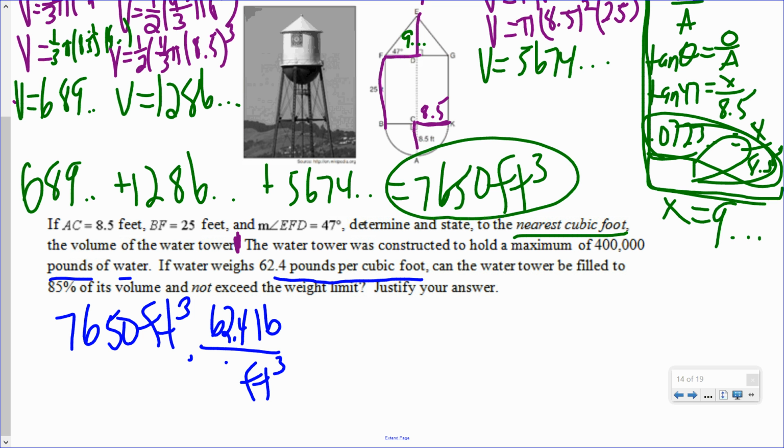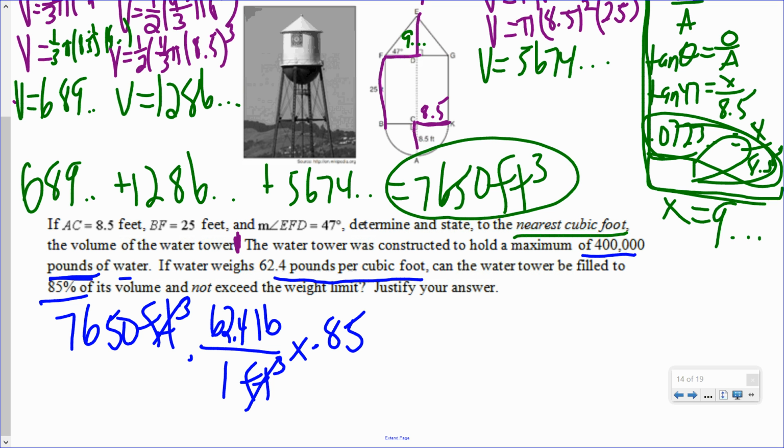62.4 pounds is 1 cubic foot. Now I have pounds. Well, that's what I want. It wants to know if it is 400,000 pounds or more. Is there a quantity or a percent? Yes, there's a percent, so I'm multiplying by 0.85.